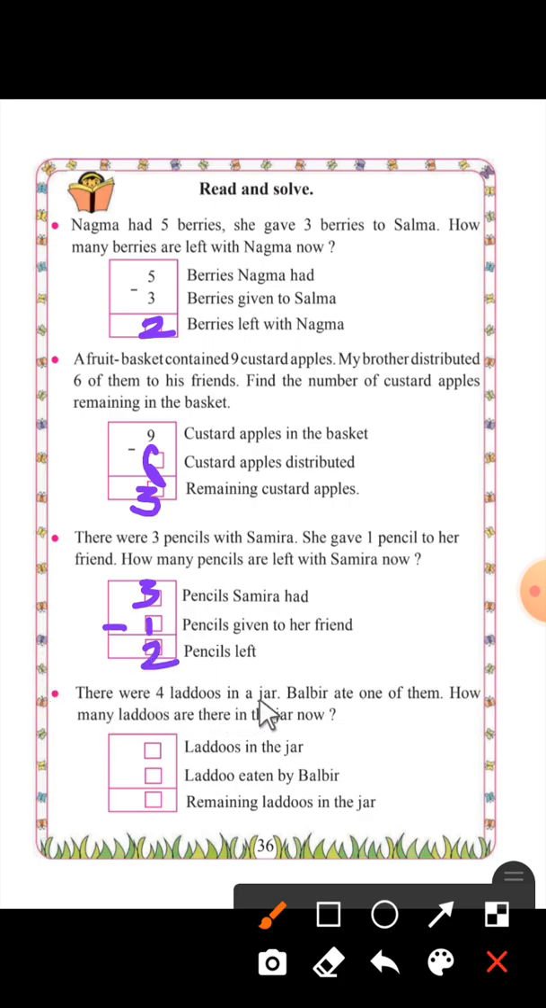There were 4 laddus in a jar. Balbir ate one of them. How many laddus are there in the jar now? 4 laddus in the jar. Balbir ate 1. Minus. 4 minus 1 is equal to 3.